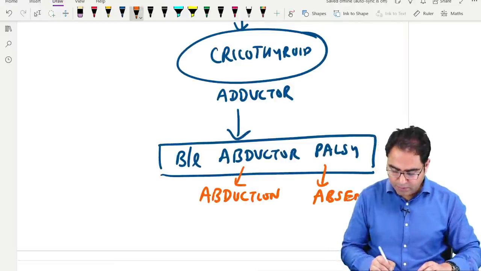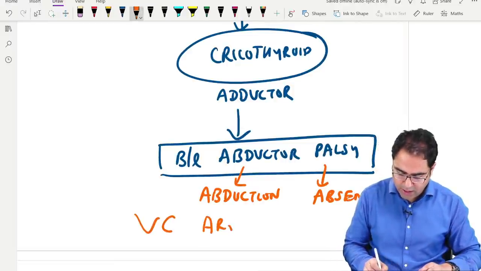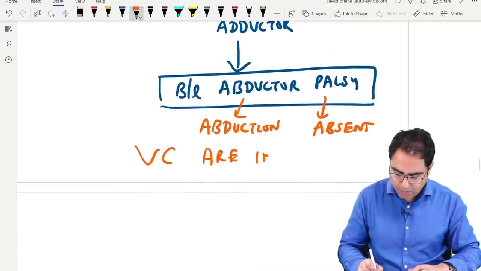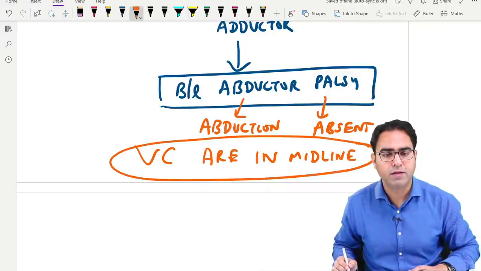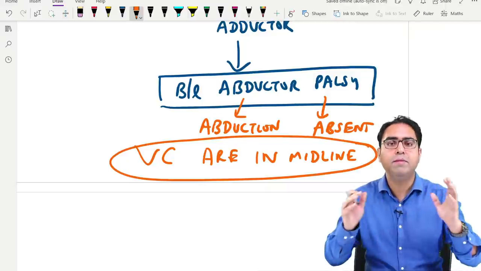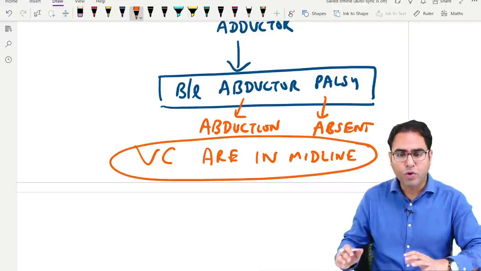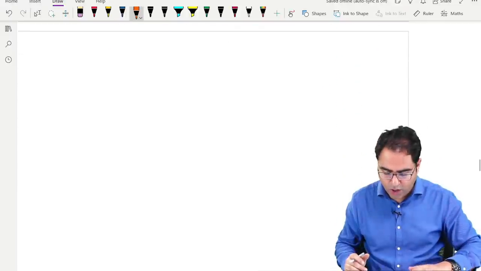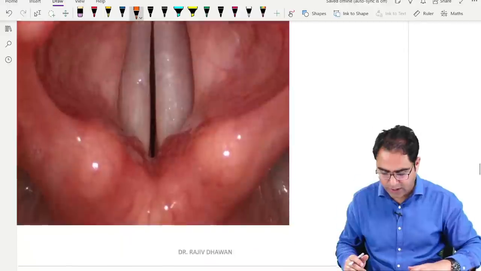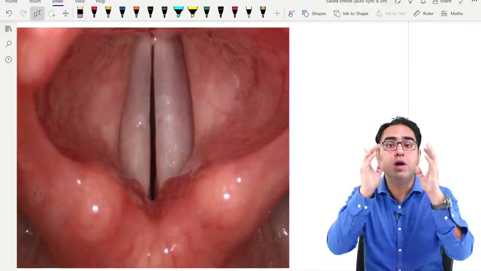Okay. Means both vocal cords are in midline, beta. Am I clear? Both vocal cords are in midline, bache. Don't you think so? Look at me behind, beta. Both cords are closed, beta. Let me show you how the cords are there, beta. Like this. Now, let me tell you a golden rule, beta.